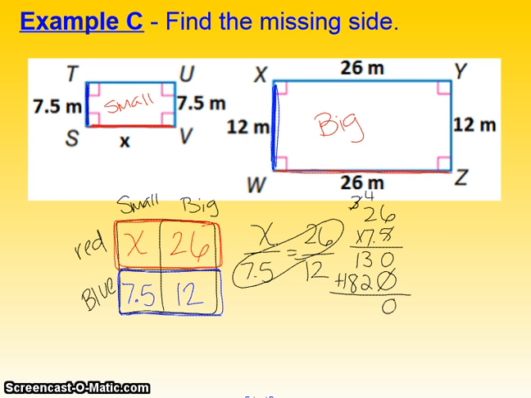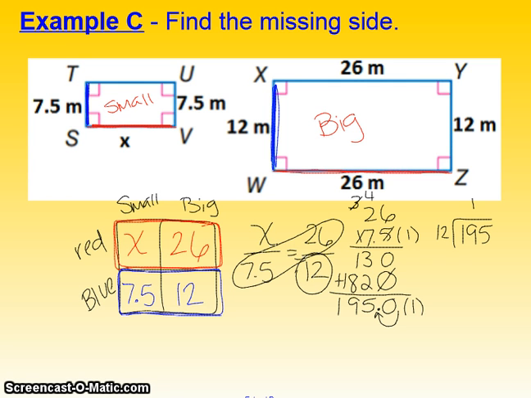So I have 0, 5, 9, and 1. Don't forget that I have one place behind my decimal, so I need to move over my decimal one place, so I have 195. But I'm not done. Don't forget to divide by 12. So I have 195, and I'm going to divide that by 12.